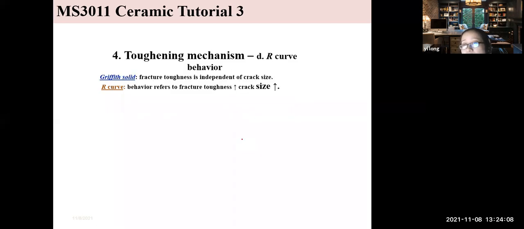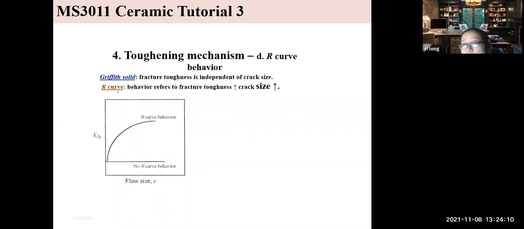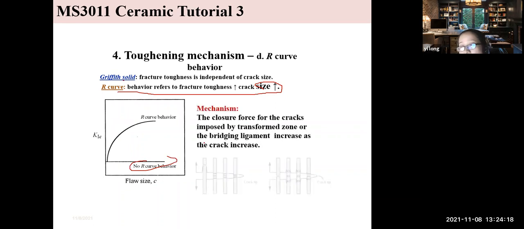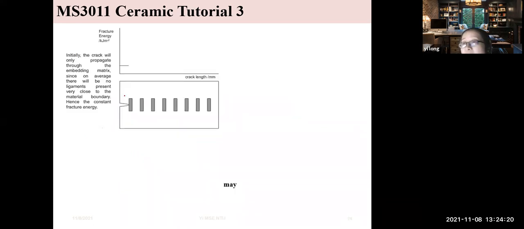Okay, so how can we understand this one? We said the R curve refers to fracture toughness increasing with this. But Griffith's is a fixed value, so why is that so? I have done an animation, but anyway, I will send this slide to you.